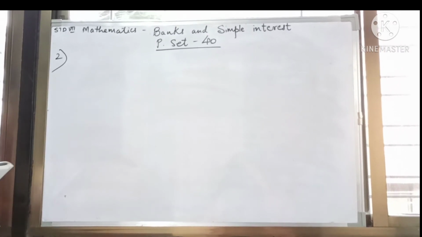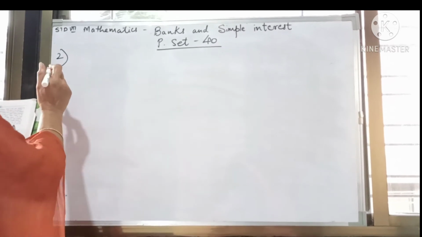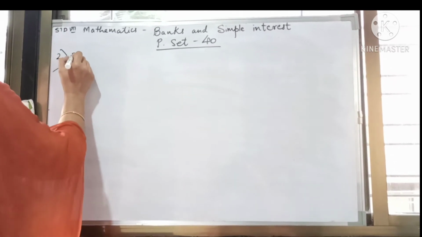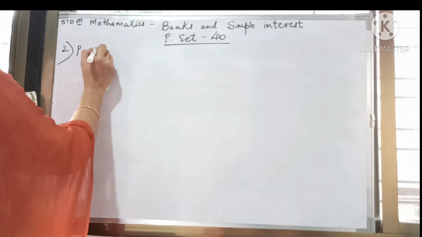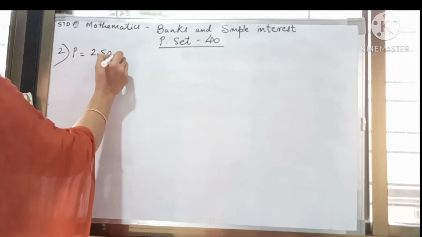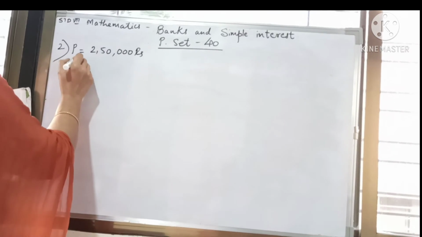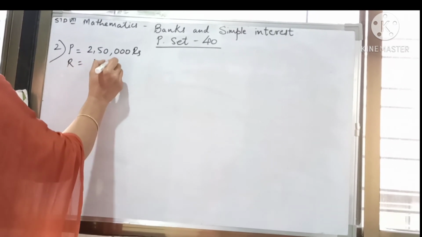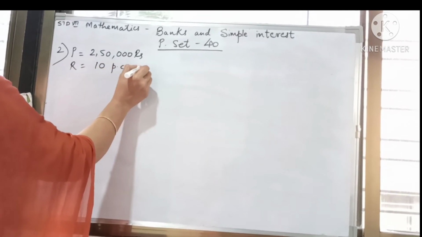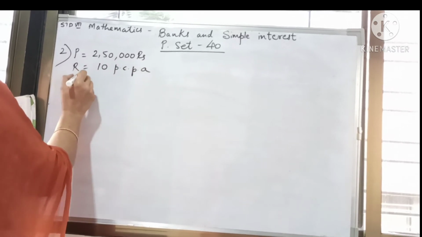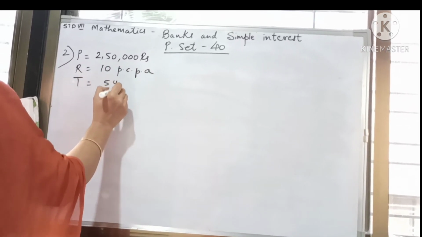So what is given to us, that we will first write down. Principal is given to us, 2,50,000 rupees. Then rate of interest 10% per annum. Then time period is 5 years.